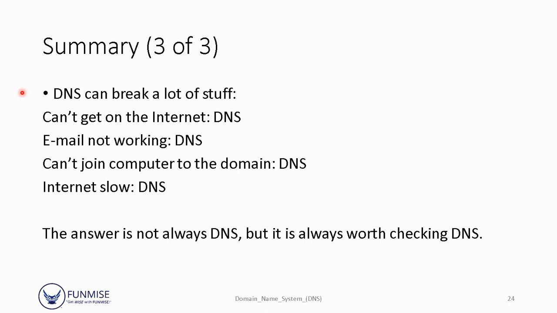Now, please note, DNS can break a lot of stuff. You can't get on the internet, it could be DNS. Because as we saw earlier, with the case of www.example.com, it was not valid. DNS could not find the name and we could not get to that site. Now, email not working. As we saw, there are mail exchange records that are necessary if you're trying to use email. And if there's issues with those MX records, you could have email issues. So if your email is not working and maybe you recently changed providers, you may want to check your DNS records.